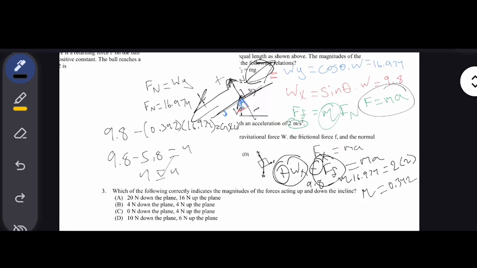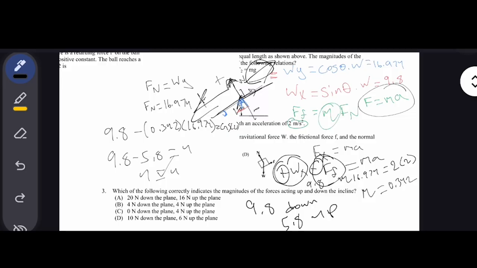And if we look, we said acting down the plane would be positive weight x, and the positive weight x is 9.8. So we said 9.8 acting down the plane, and we said our negative is our force friction, and the negative value of force friction we calculated to be 5.8. So that would be 5.8, and since we said negative is up the plane, it'd be 5.8 up the plane.